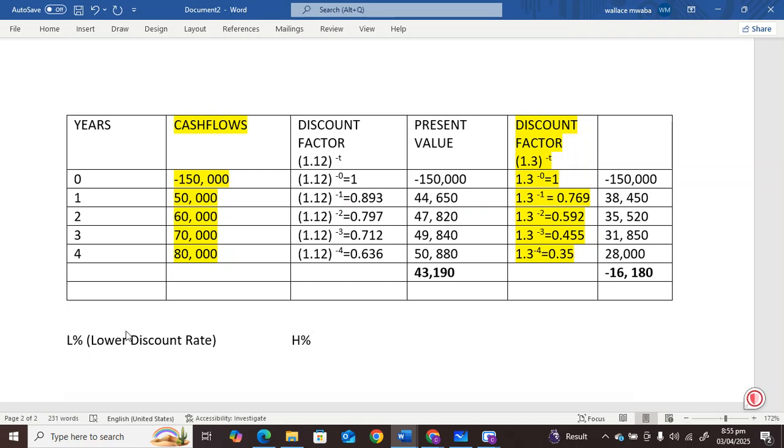Okay, so now we need to put this in our formula. From this table, there are just four figures that you need to collect. Okay, four figures.